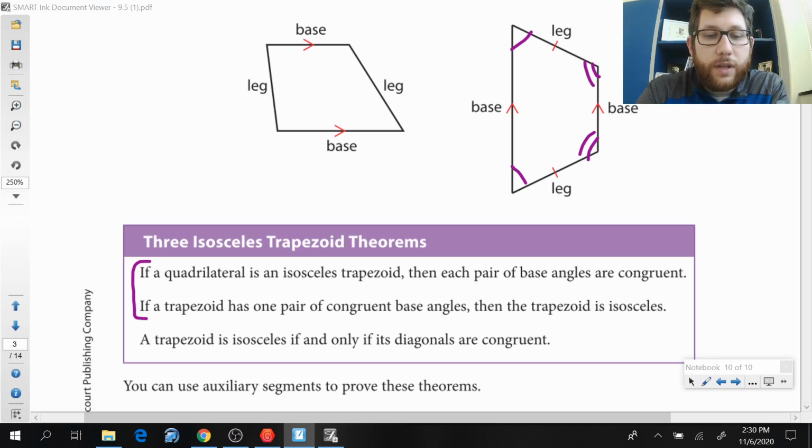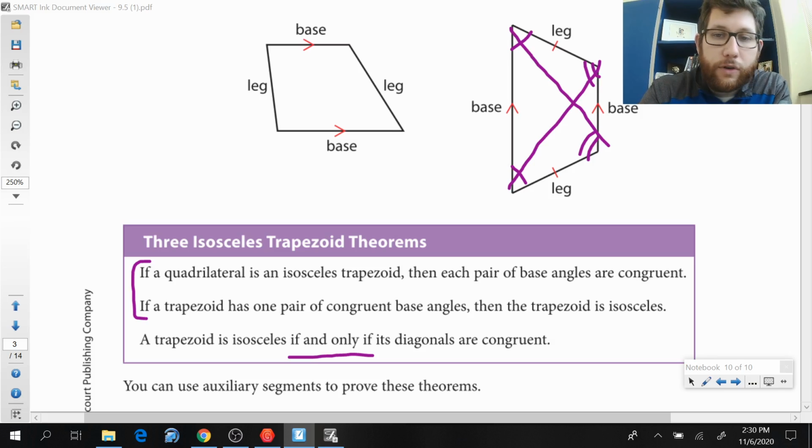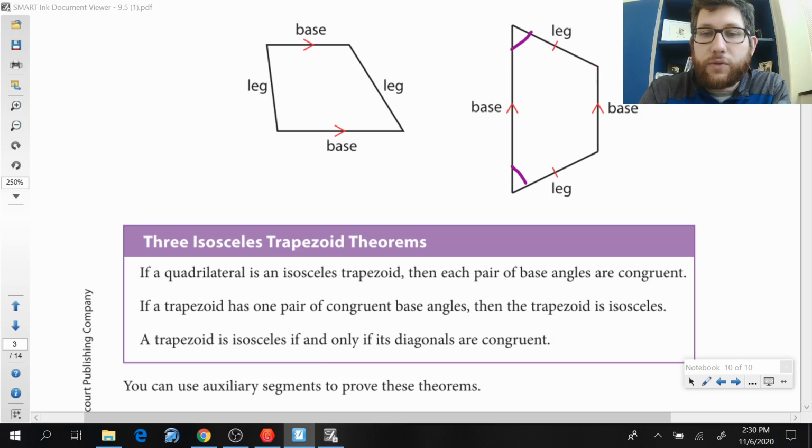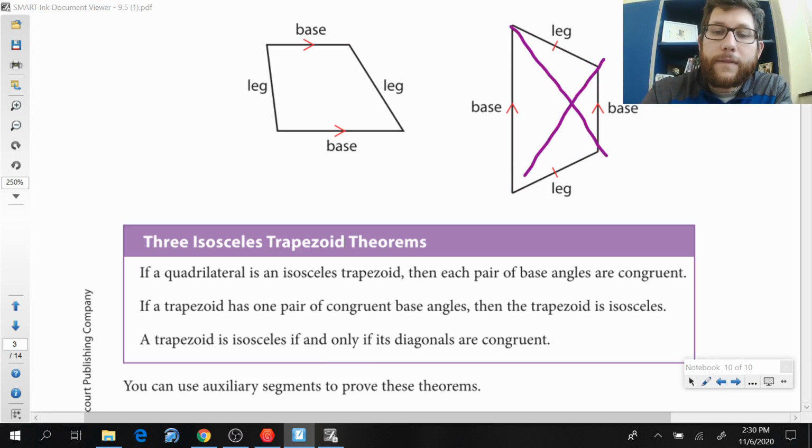It works both directions. And the original and the converse, when we combine them, is called a biconditional, if and only if. And what that means is that the diagonals are congruent. If I have congruent diagonals in a trapezoid, then it's going to be an isosceles trapezoid. If I have an isosceles trapezoid, then the diagonals are congruent. So it works both ways. All right, so congruent diagonals.